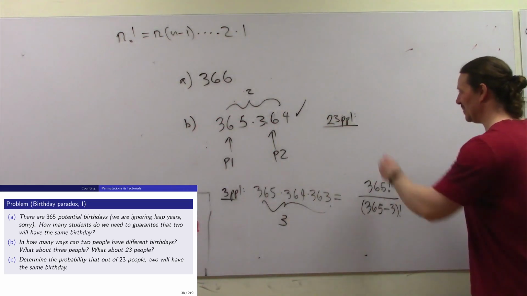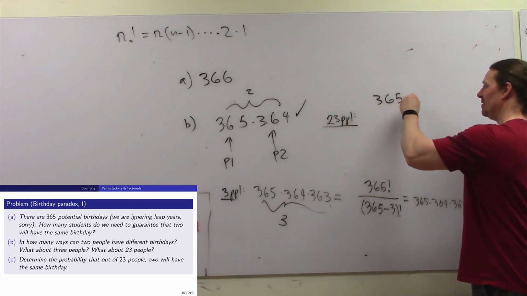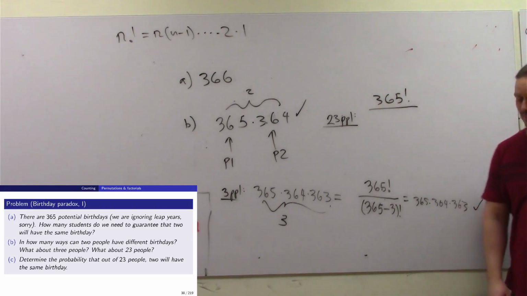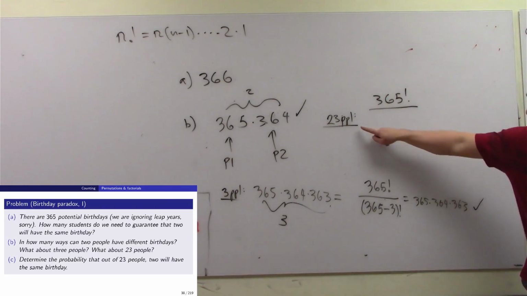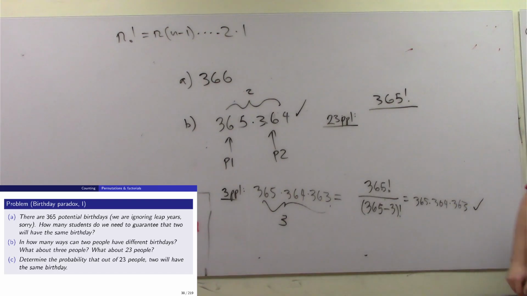So with 23 people, 365 is our alphabet size. And then it's going to be length 23. I want them to be different birthdays from each other.